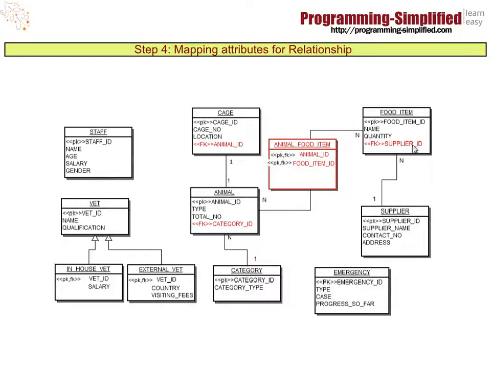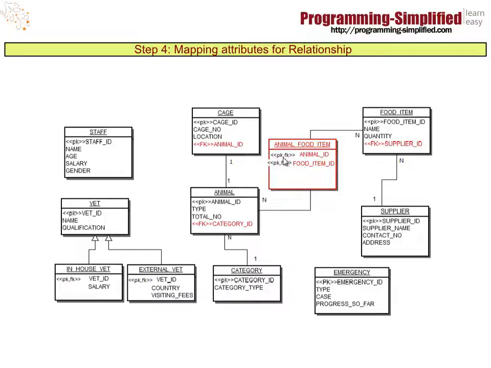Similarly, for the one-to-many relationship between supplier and food item, we take the primary key of the one side, that is supplier ID over here, and introduce it on the many side as the foreign key. Similarly, for the many-to-many relationship between animal and food item, we create a new table. The table name is a combination of the related table. It has a compound primary key comprising of the primary keys of the related tables.